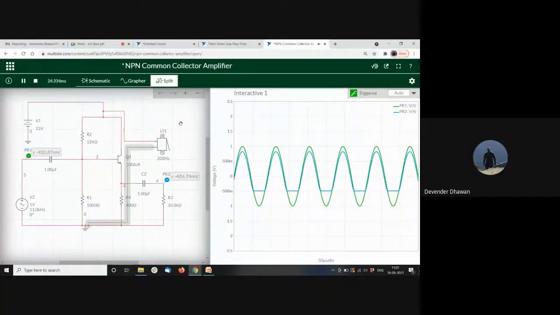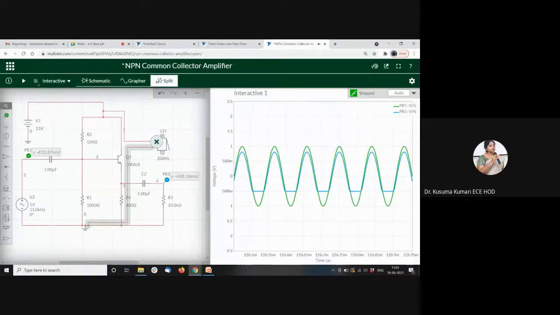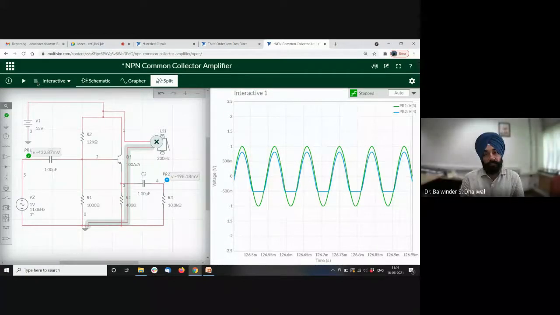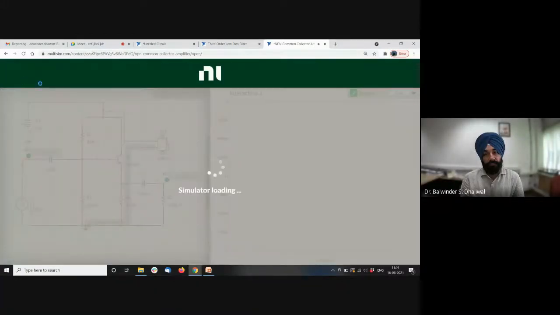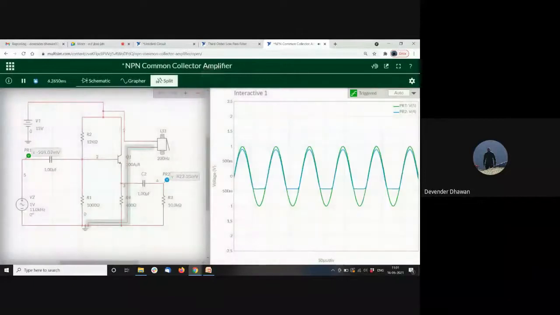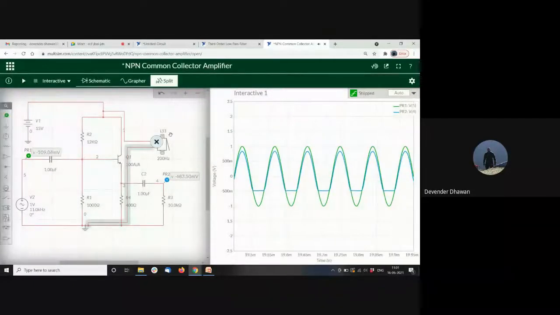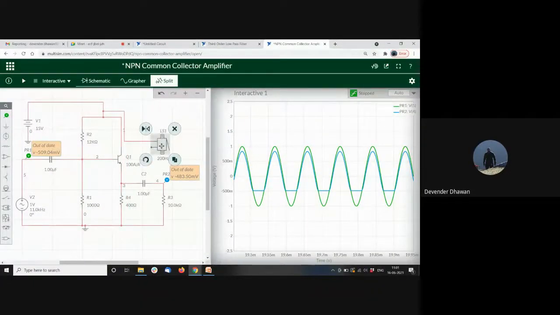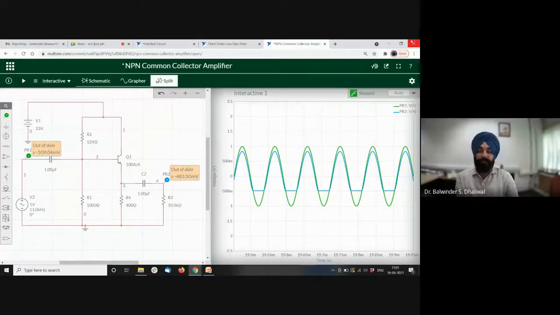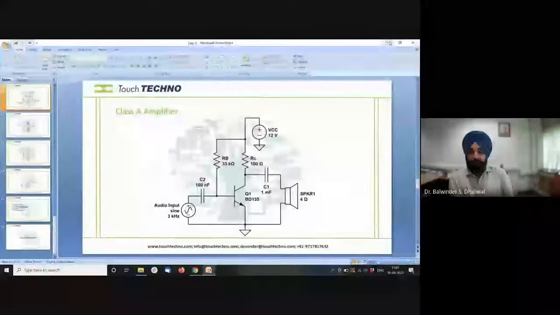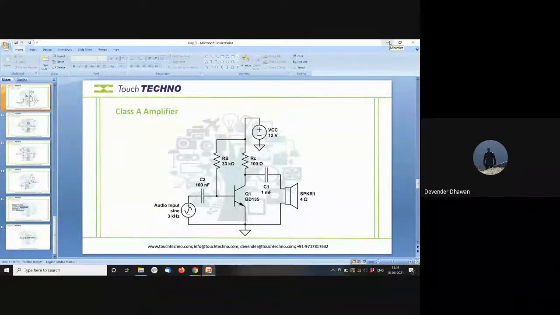Can you see the buzzer volume? Yes, sir. Okay, so if you want to add something similar, you can also use these devices. So if there are no further questions, maybe we can stop. Already there is one question in chat.